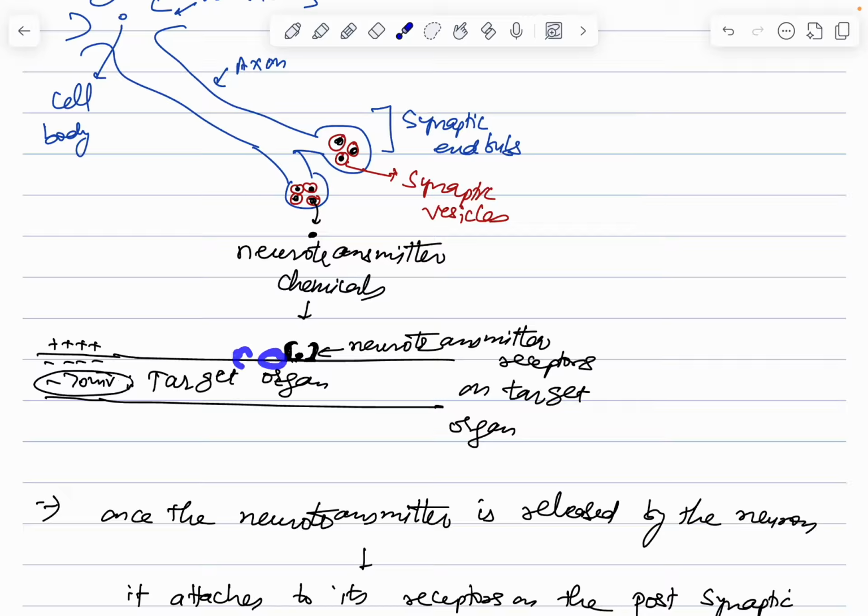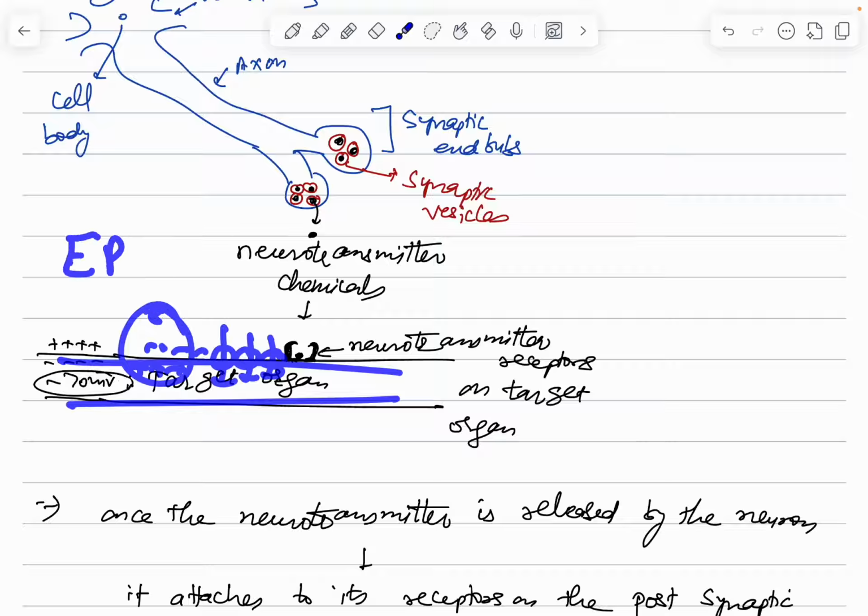Number one, opening of sodium ion channels, triggering entry of sodium, raising the potential of the membrane of the target organ. When the potential rises, this is called excitatory postsynaptic potential. And that will basically trigger some action in the target organ.